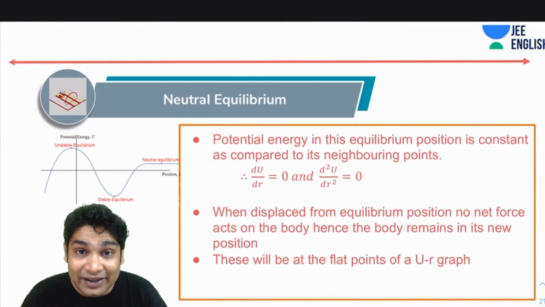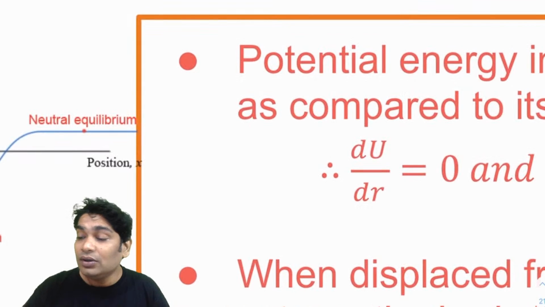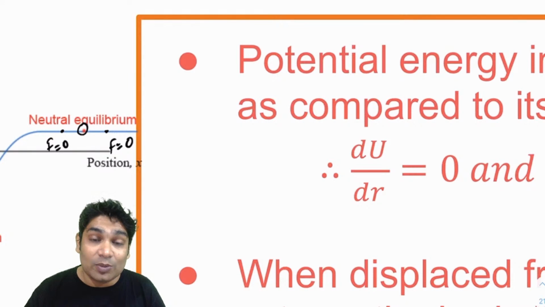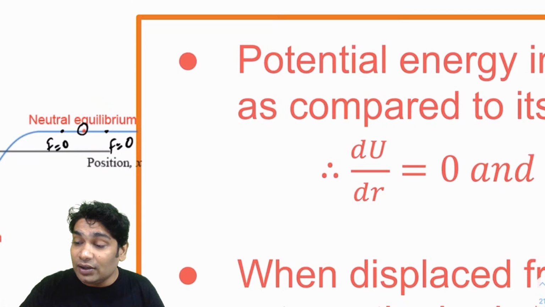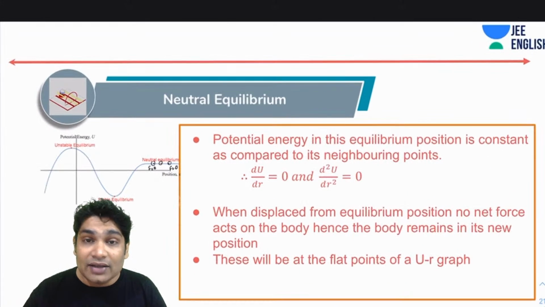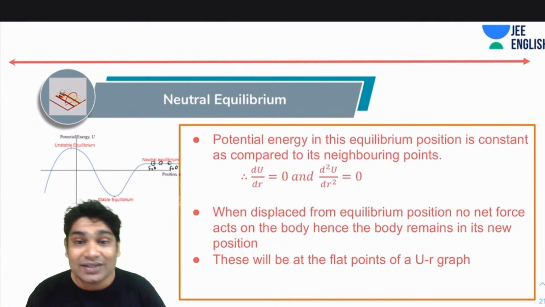Next and finally, neutral equilibrium. Neutral equilibrium is this part, as I told you. When you displace a body from here, it does not go anywhere. Force here is also 0, because the slope is still 0. And force here is also 0, because the slope is still 0. So when you take it here, it remains here. It's not going anywhere. You realize the U-x curve has gotten flat.